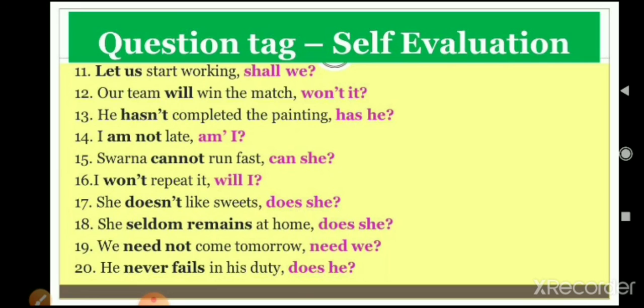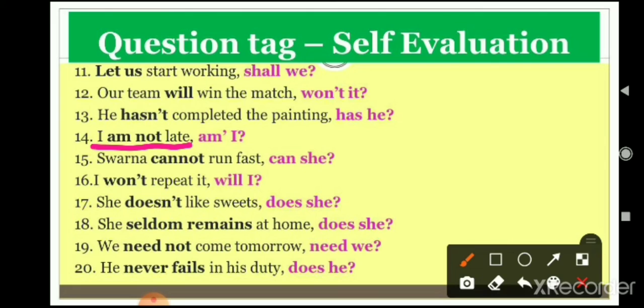Let us start working, shall we? Our team will win the match, won't it? He hasn't completed the painting, has he? I am not late, am I? Just look at this sentence.